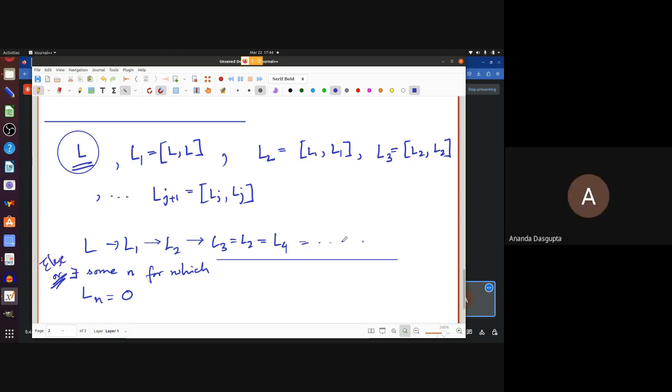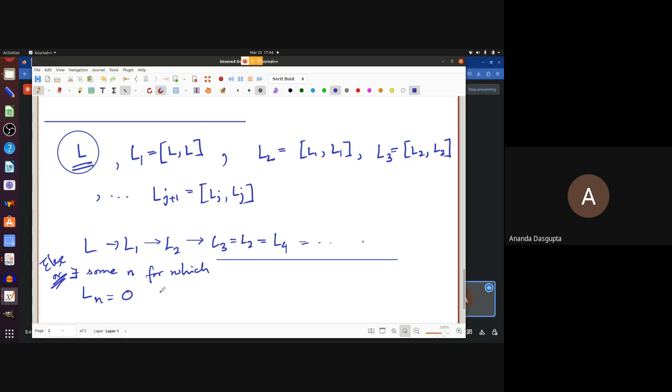Either this happens, or if it doesn't reach a stable state, then at some stage L_{j+1} = L_j doesn't happen. Of course, it always happens. The point is, it either happens before you hit the null vector, the trivial vector space, or it happens after you hit the trivial vector space, which is the case here, right?